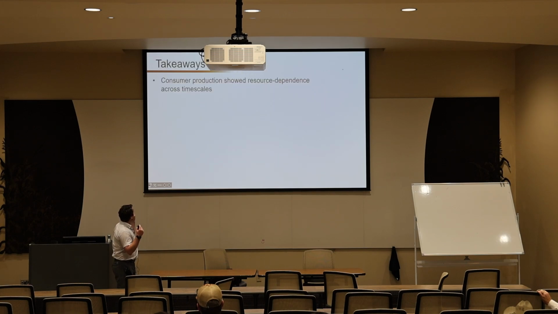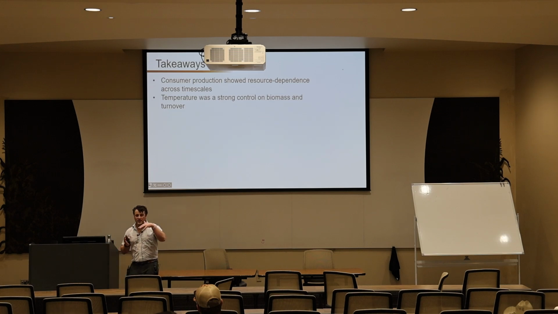And so to wrap up this first bit, we saw that community or consumer production showed a strong resource dependence across timescales, both across streams and within streams. So temperature was still important, right, in terms of controlling some of those patterns. We saw that biomass decreased with temperature and P/B ratios increased with temperature. So there's still a role that temperature plays in controlling individual rates of metabolism and growth.